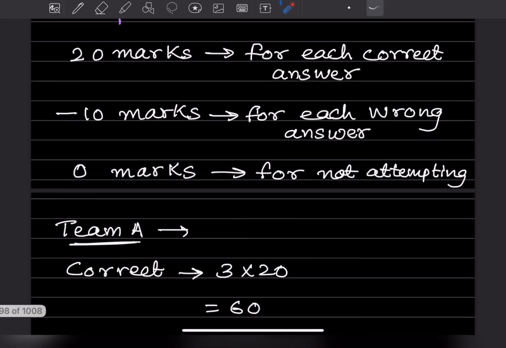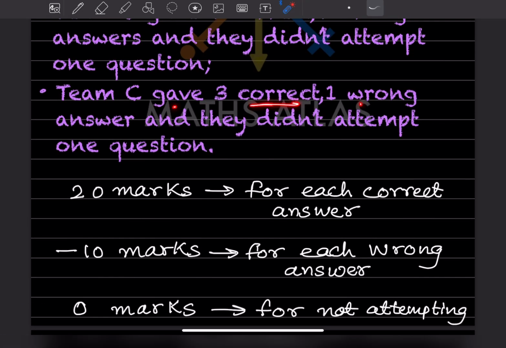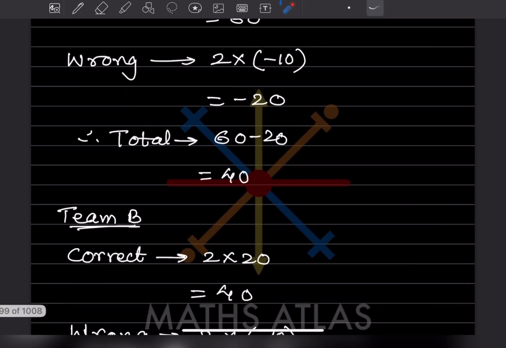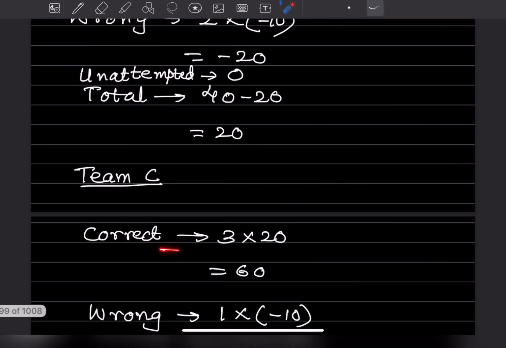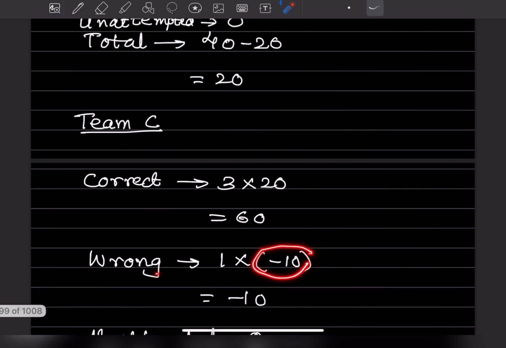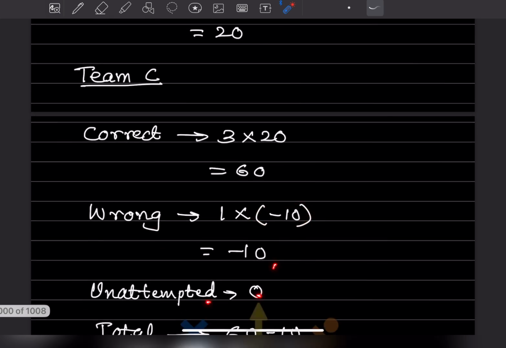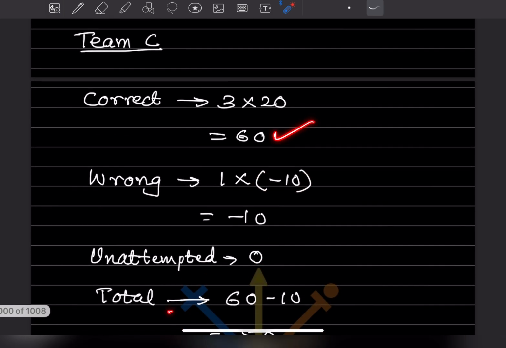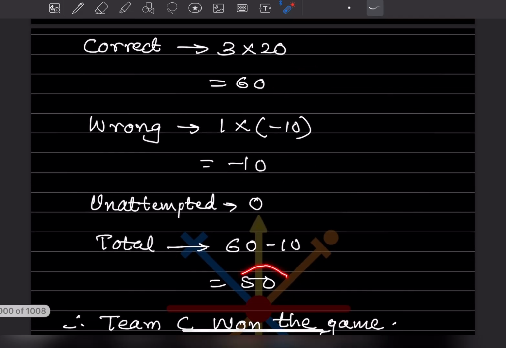Now let us see for team C. 3 correct and 1 wrong and they didn't attempt one question. So 3 correct means 3 into 20, that is 60. 1 wrong means 1 into minus 10, that is going to be minus 10, and unattempted is 0. So total is going to be 60 minus 10. This is going to be 50.